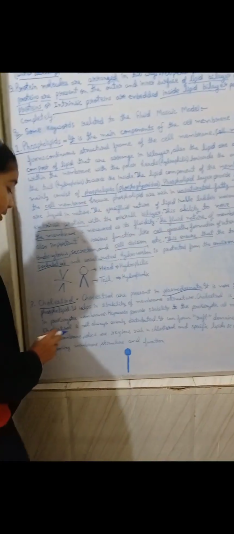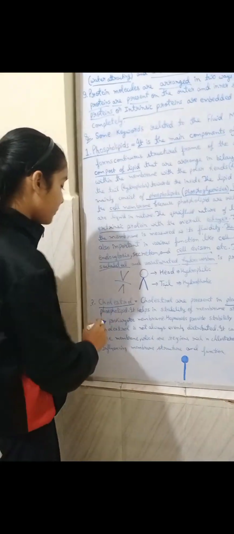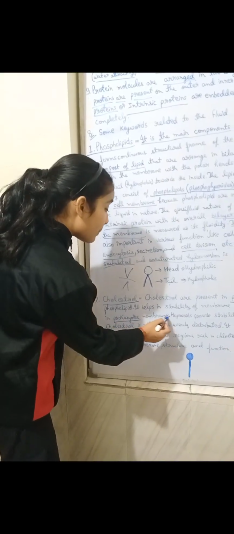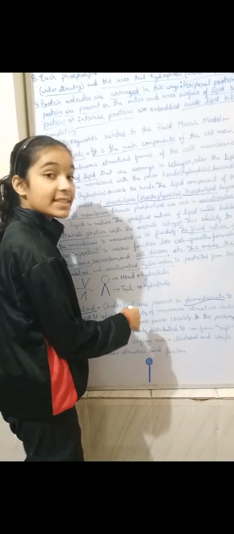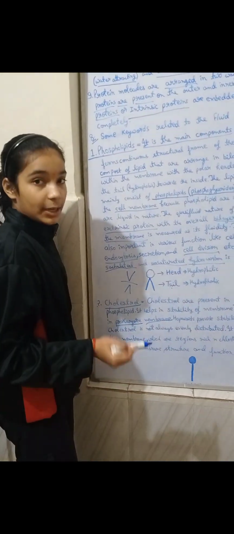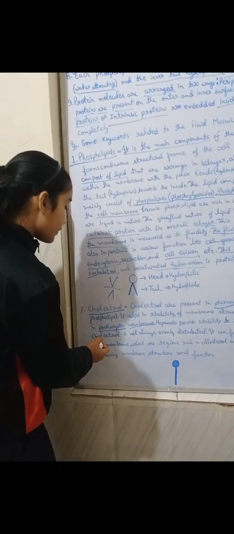Cholesterol is absent in the prokaryote membrane. Hopanoids provide stability to the prokaryotic cell membrane. Okay, cholesterol is absent in the prokaryotic membrane.